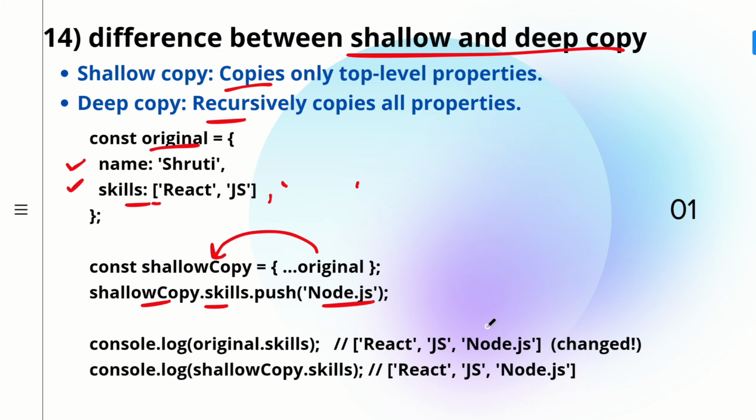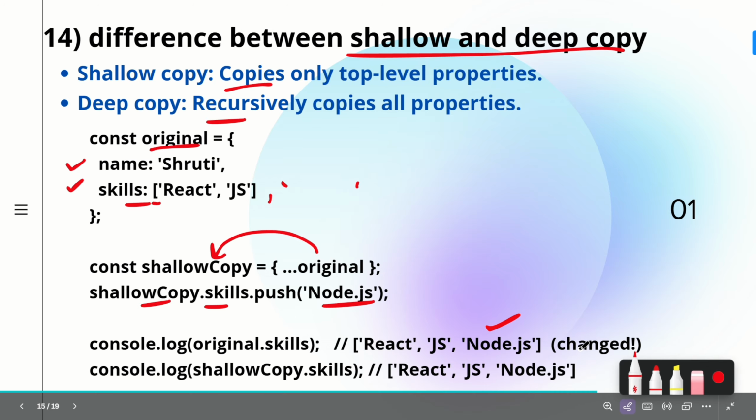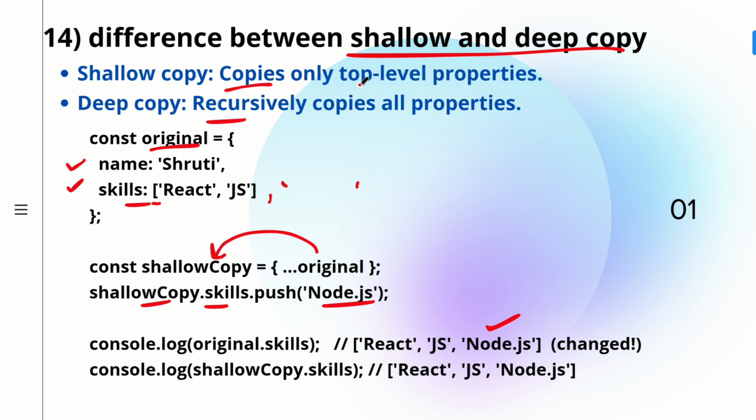So answer is yes. In original skills also, the arrays will get changed, because this is how the shallow copy works. So this is an example of shallow copy. Shallow copy only copies the top level properties. So what are top level properties?